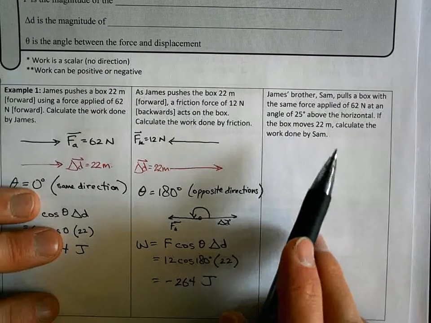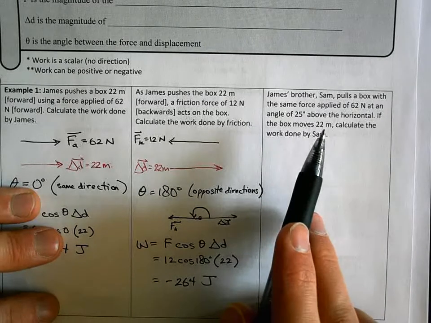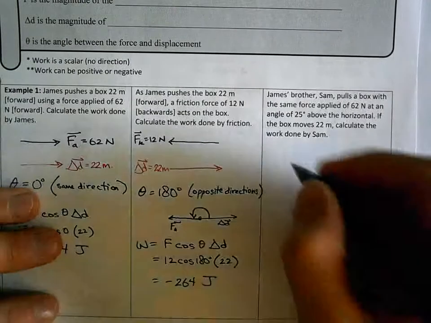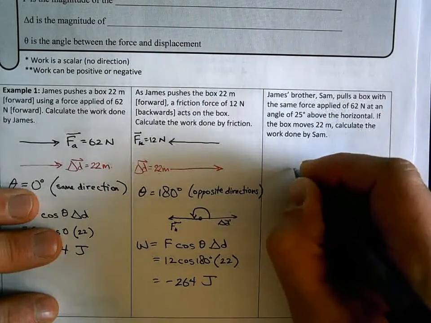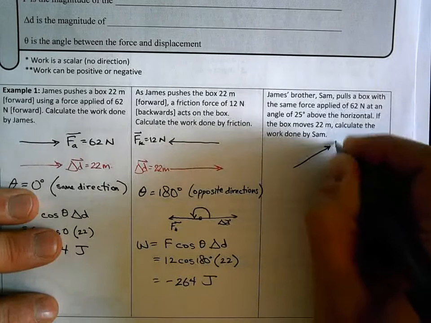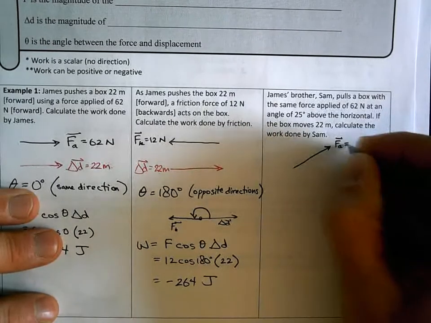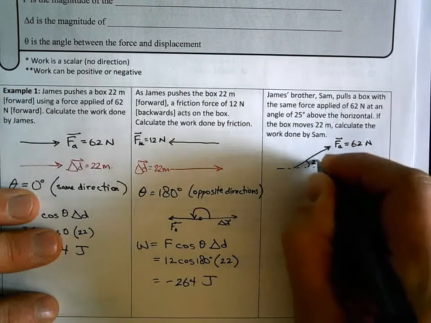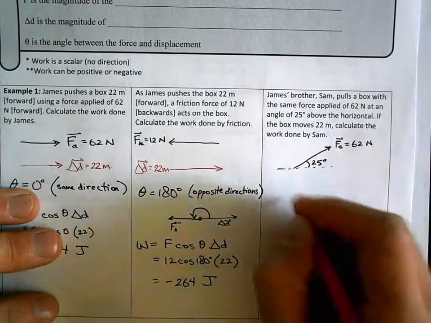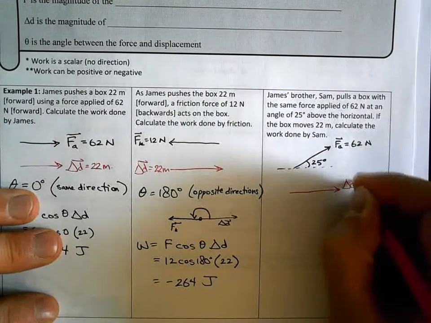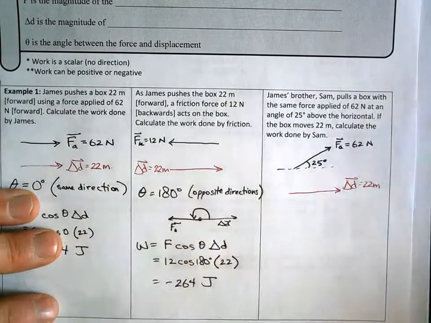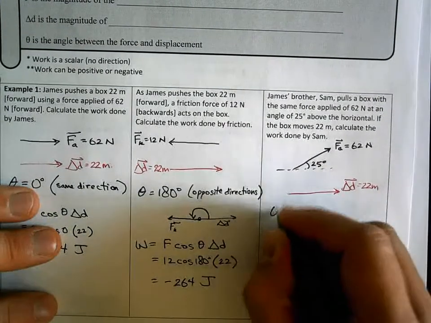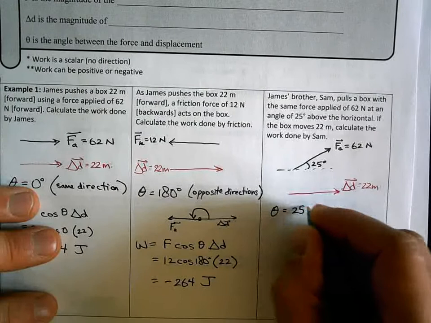For example, James' brother pulls a box with the same force applied of 62 newtons at an angle of 25 degrees above the horizontal. So his brother is pulling the box in this direction. So this is FA, and that's 62 newtons, but it's at an angle of 25 degrees. Now the displacement we know is 22. If I put these on top of each other, it's pretty clear the angle between them is 25 degrees.